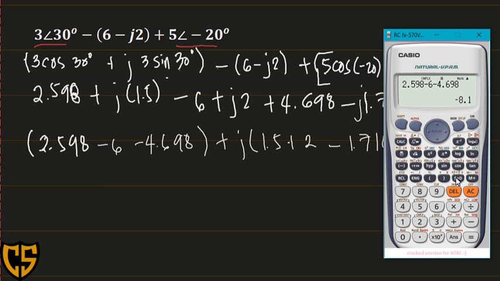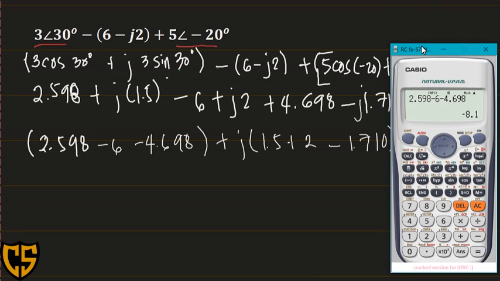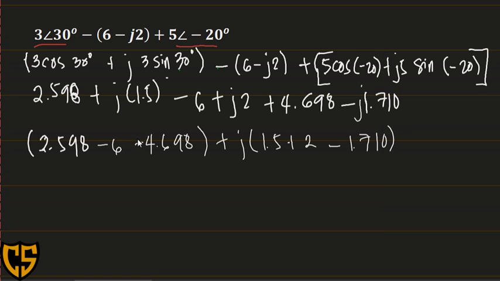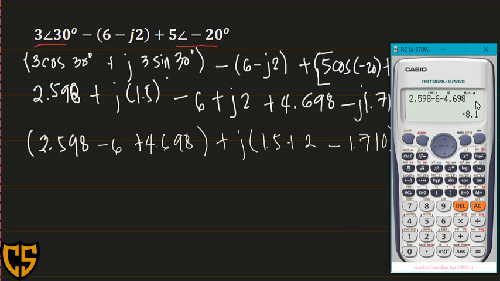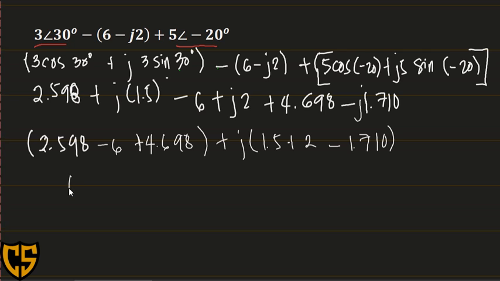So let us inspect this one, whether our answer is correct or we made a mistake. We made a mistake with the sign placement, so this will be positive 4.698 because it is positive. So we are going to change it to plus. So this is equal to 1.296. Our real part is 1.296.